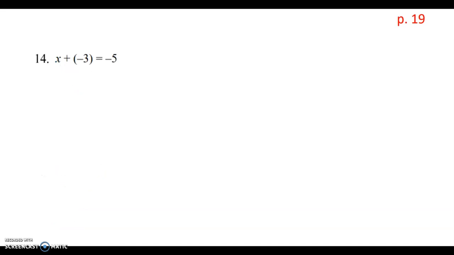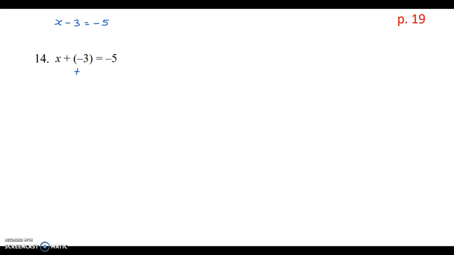Sometimes they use brackets, and those brackets don't mean multiplication, and that's the case for number 14. It's x plus negative 3 is equal to negative 5. This actually isn't very typical for algebra. Most of the time you would see this as x minus 3 is equal to negative 5. So in this case, you might want to look at it that way, because what you have to do here is get down to 0. You have to do the opposite.